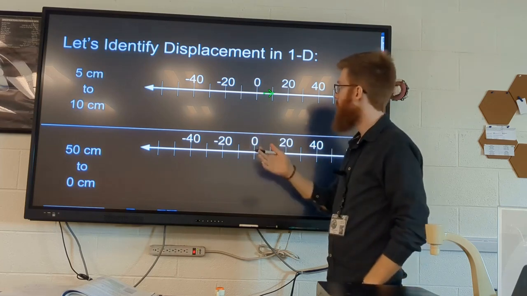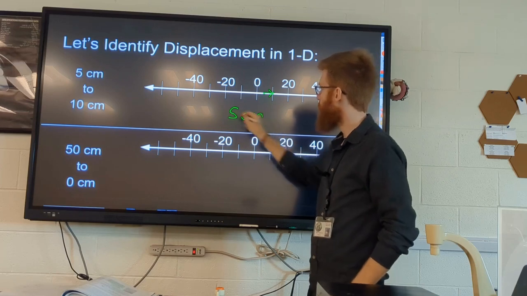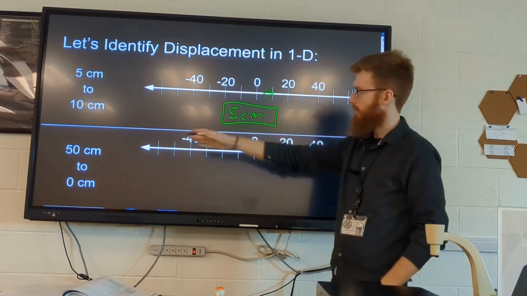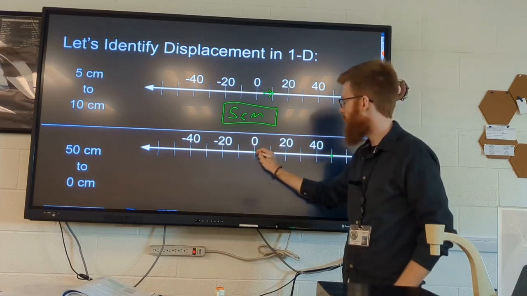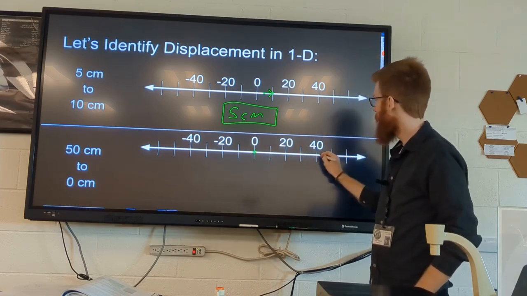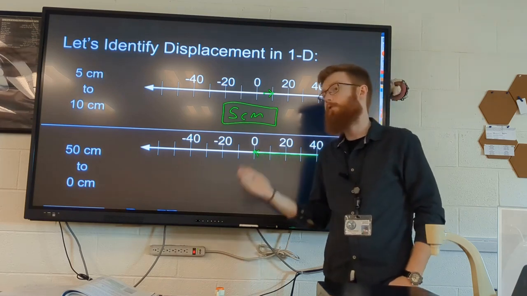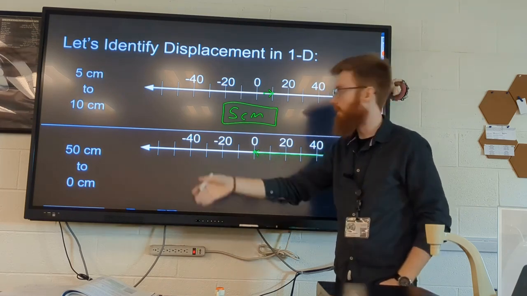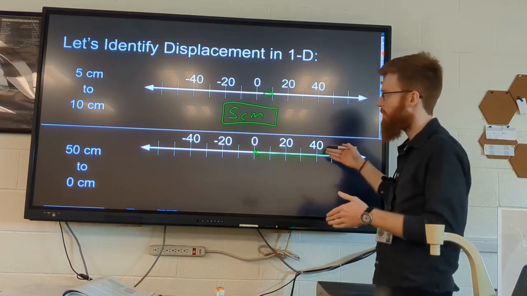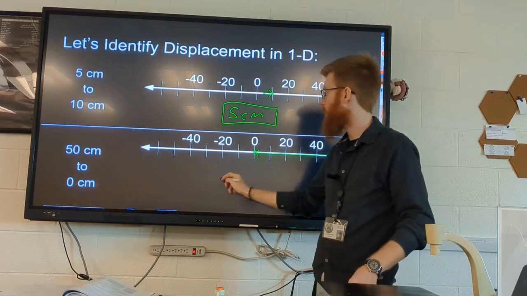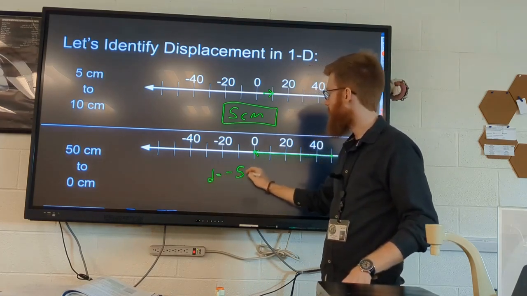Then I could ask, well, what is the displacement? Displacement is how much you moved. I went from 5 to 10, so that's a change of 5 centimeters. Down here, we're starting at 50 and going backwards all the way to 0. So my arrow is going to be pointing in the other direction. And the other direction in this case would be known as negative. So I didn't just travel 50 centimeters, I traveled 50 centimeters in the negative direction, so I could put for my displacement negative 50 centimeters.